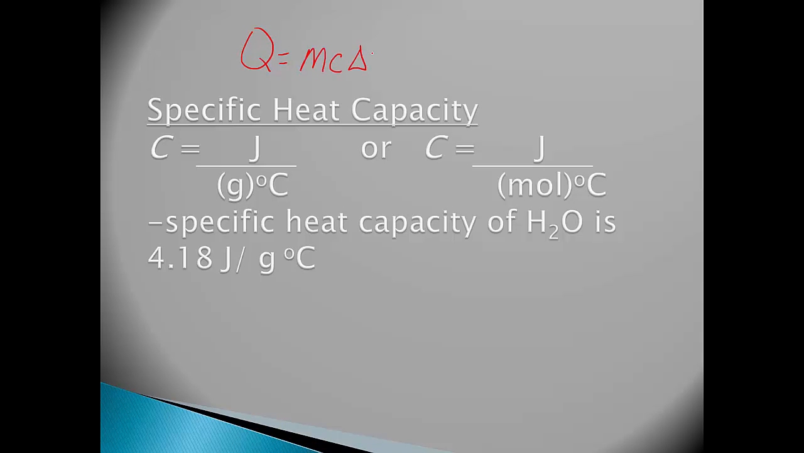This is called MCAT, our nickname for it. So Q equals MCAT. Sometimes it's a big Q, sometimes it's a little q, that doesn't matter. M would be mass. I would use mass if my C is in grams. C is specific heat capacity. I would use moles if they give me my C in moles.